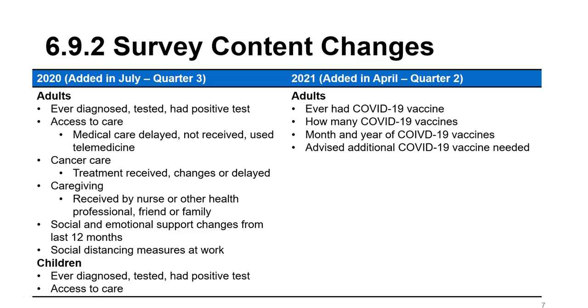In 2020, questions were asked on COVID-19 vaccines. So individuals were asked whether or not they had had a COVID-19 vaccine, how many COVID-19 vaccines they had, the month and year of the COVID-19 vaccine, and they answered questions on whether or not they were advised that they needed an additional COVID-19 vaccine. So for example, if they needed the additional vaccine due to health reasons before a booster was recommended. Those were added in quarter 2 and only added among adults.